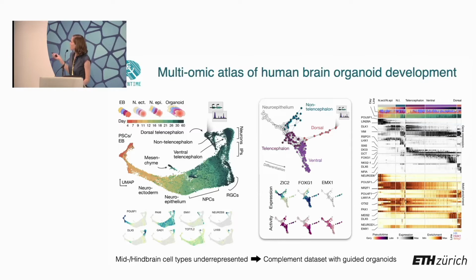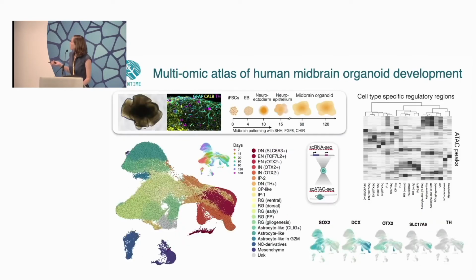So we wanted to complement this data set with guided organoids, especially because we wanted to look at more midbrain region and brainstem-derived cell types. So we generated another multi-omic atlas, here again measuring RNA and ATAC from the same cells in midbrain organoids.